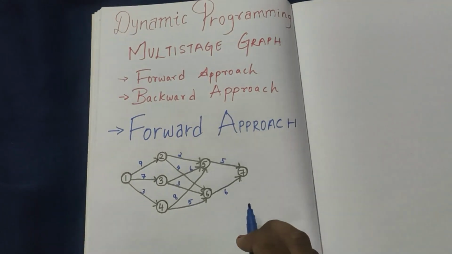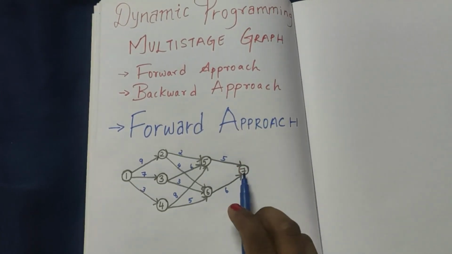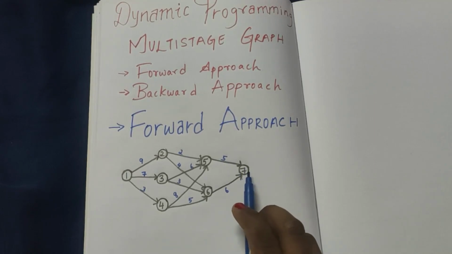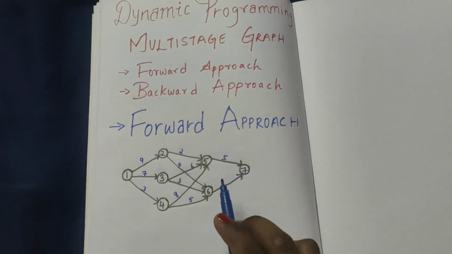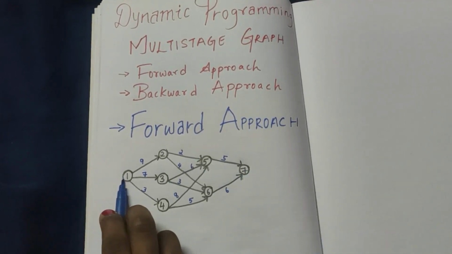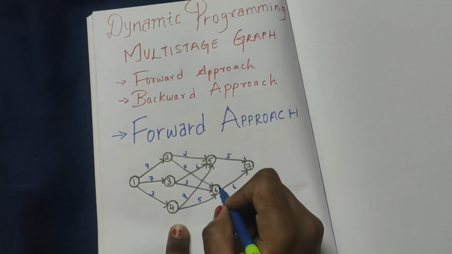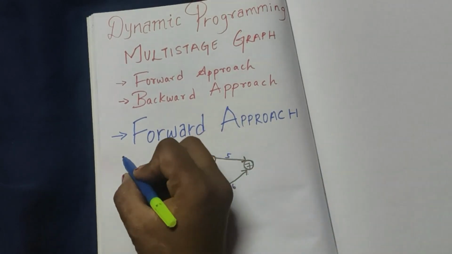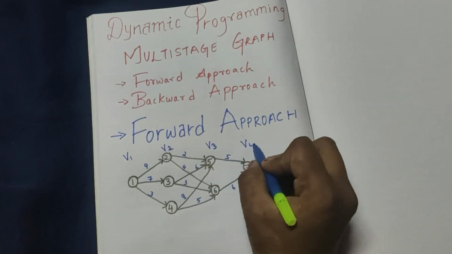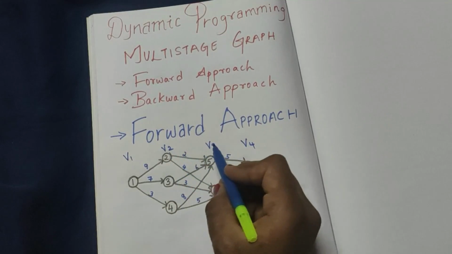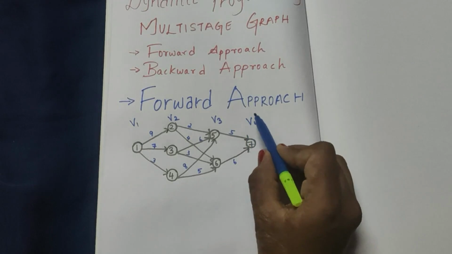Now in this forward approach, you need to start solving this algorithm from behind, that is from node 7 to node 1. When you hear the term backward approach, you need to start from node 1 to node 7. Now when we start the forward approach to solve this, we need to divide this graph into stages. So I will divide this as V1, V2, V3 and V4. This means that this is stage 1, stage 2, stage 3 and stage 4. In this forward approach, we will be starting from stage 4.